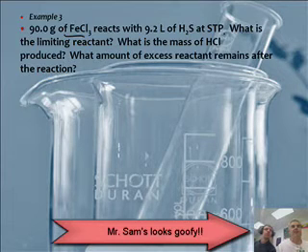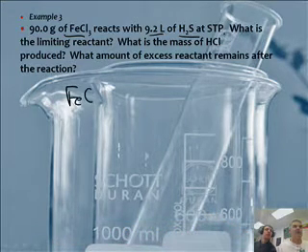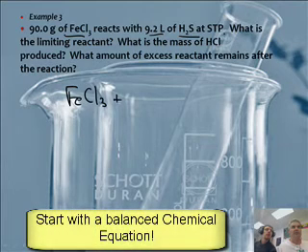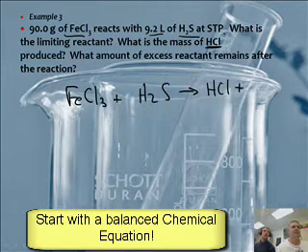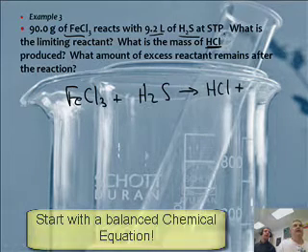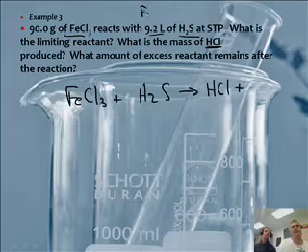Okay, so 90 grams of FeCl3 reacts with 9.2 liters of H2S at STP. Well, we've got to write a balanced equation. Yeah, I think we should. All right, so we'll say FeCl3 plus H2S. That's the two chemicals, and it's going to form HCl as one of the products. So the H goes to the Cl. Does that mean the Fe goes to the S? Yeah. But wait a second. We have to put it together.